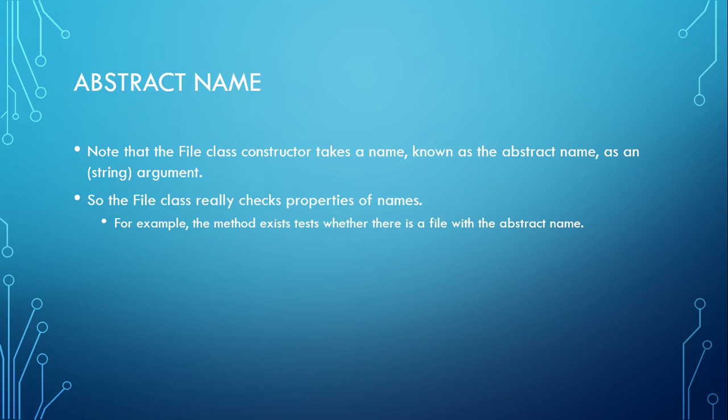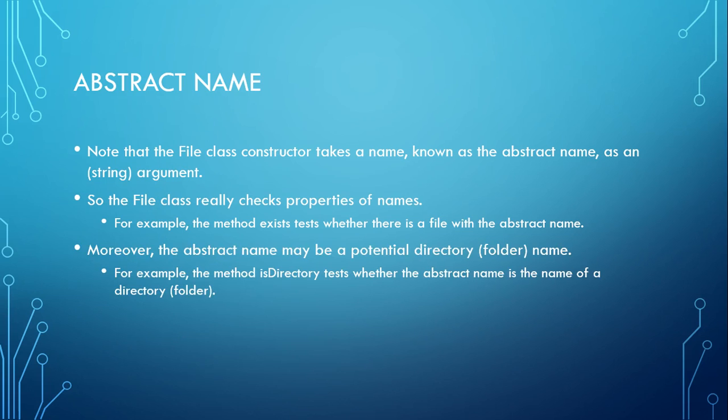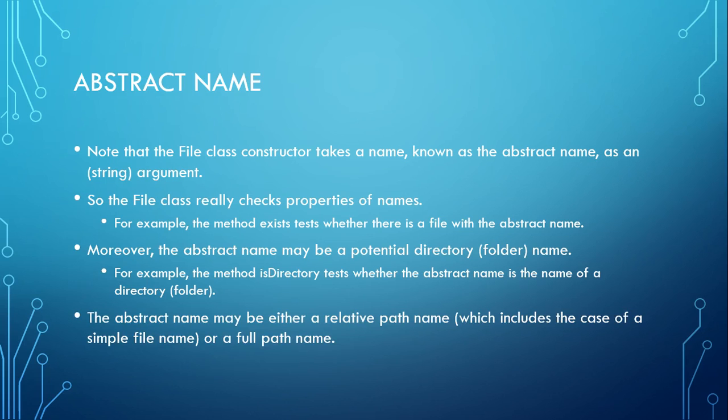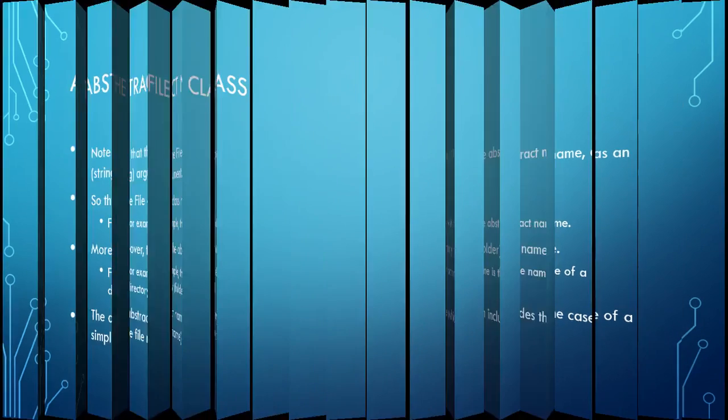If you look at what this is doing, the File class is really checking the properties of names. So, for example, the method exists tests whether there's a file with the abstract name. Or the abstract name may be a potential directory or folder name. So, for example, the method isDirectory tests whether the abstract name is the name of a directory or folder. Now, the abstract name may be either a relative path name, which includes the case of a simple file name, or a full path name.